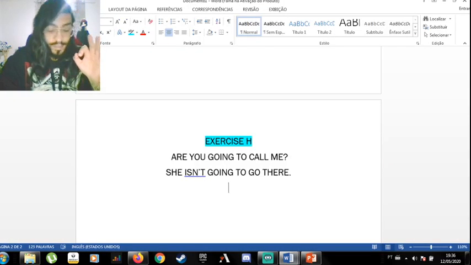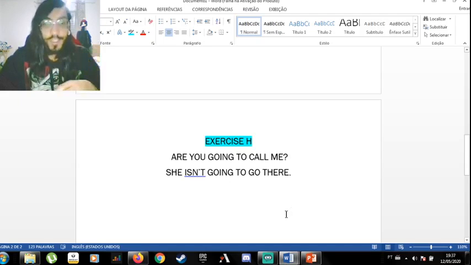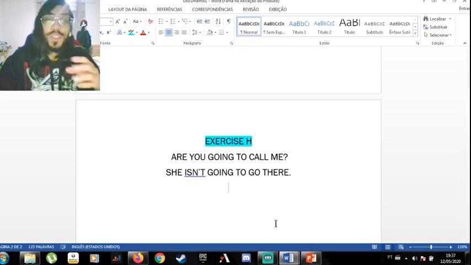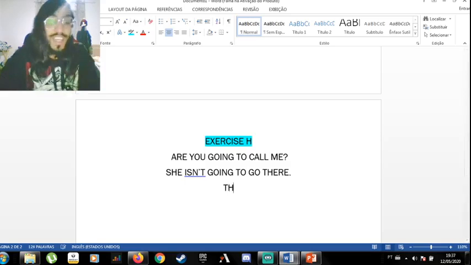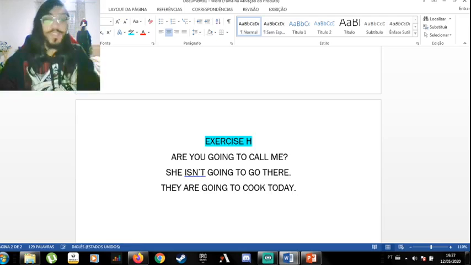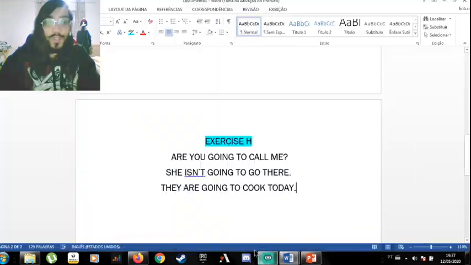The number 3, guys. The sentence number 3 in Portuguese: eles vão cozinhar hoje. How would this sentence be in English? So, they are going to cook today. It's an affirmative, okay? Look, they are going to cook today. So we have a question, a negative, and an affirmative sentence, okay? One of each.